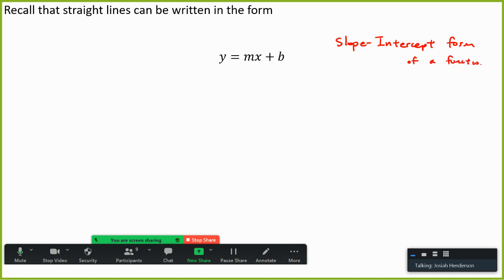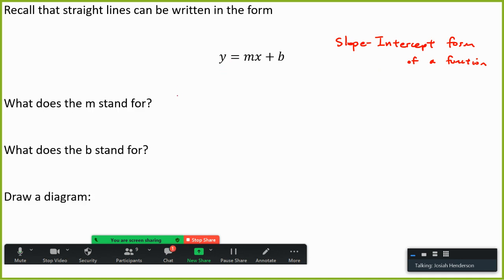And what do they stand for? Okay, well, we already know what m is, right? Whenever you see an m at this point forward in our math class, I want you thinking slope. So what does the m stand for? It's slope.